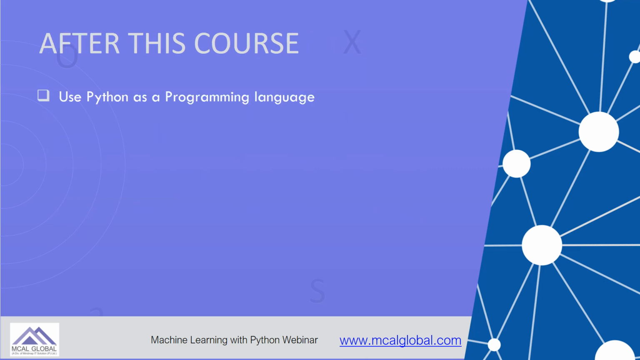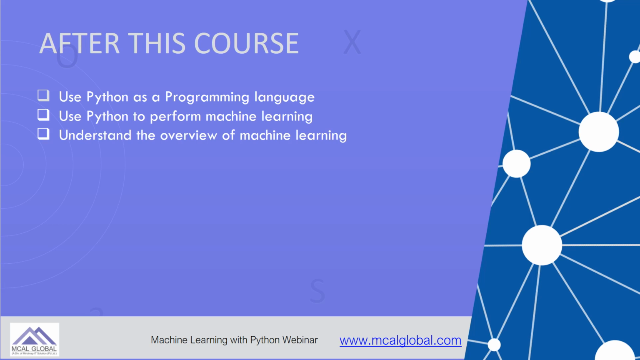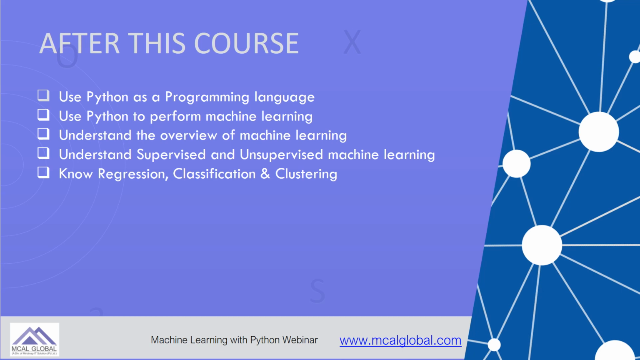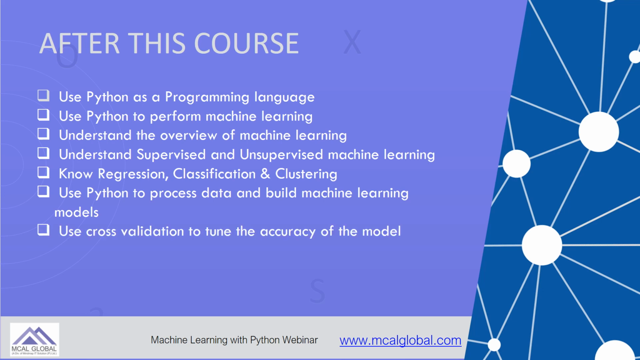After this course, you can use Python effectively as a programming language. You will be able to use Python to perform machine learning. You will understand the overview of machine learning. You will know in depth the differences between supervised and unsupervised machine learning. You will understand the differences between regression, classification, and clustering. You will use Python to effectively process data and build machine learning models. You will be able to use cross-validation to tune the accuracy of your model. And lastly, you will lay the foundation for learning Spark from Apache.